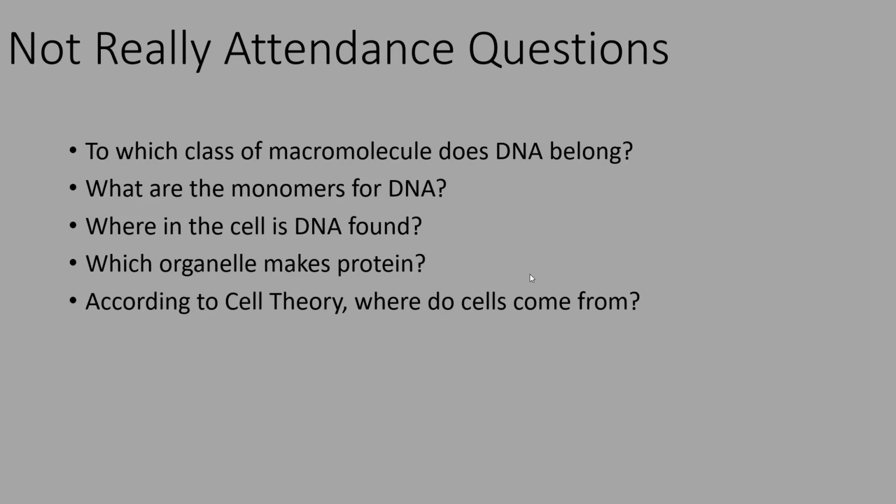Now hopefully you've done that, so let's see what we've got today. To which class of macromolecules does DNA belong? Well, the NA stands for nucleic acid. So DNA and all the different types of RNA are nucleic acids. What are the monomers for DNA? Remember, all nucleic acids are made from nucleotides.